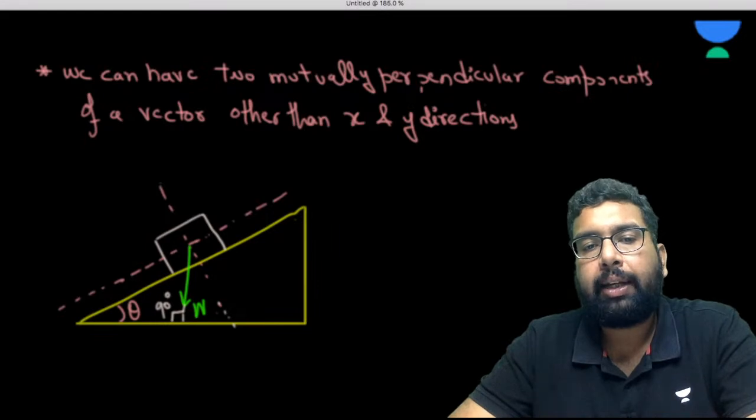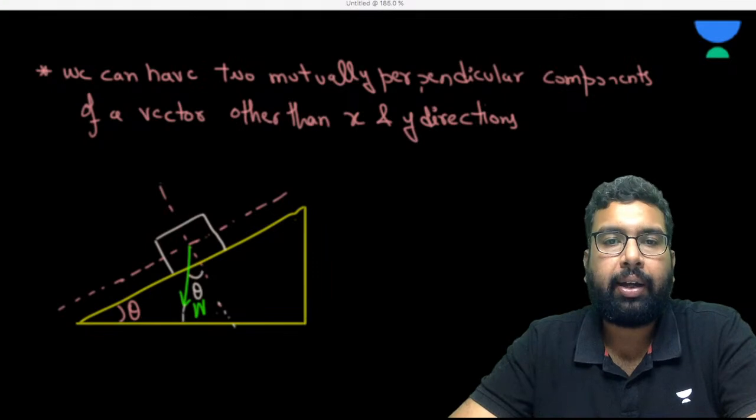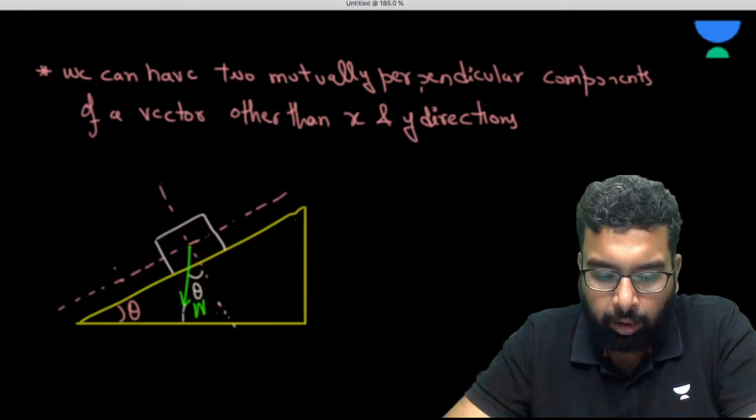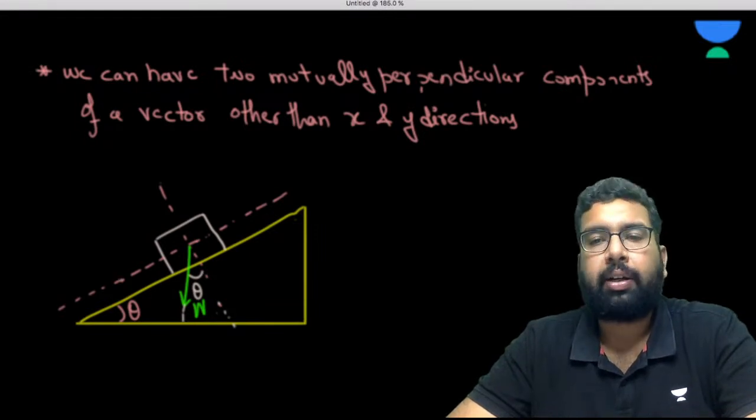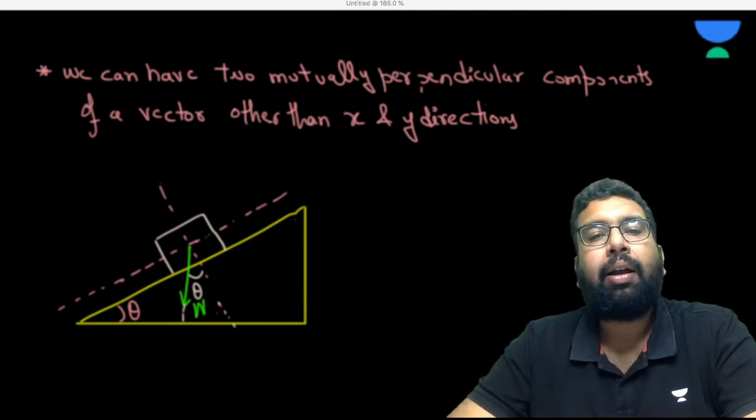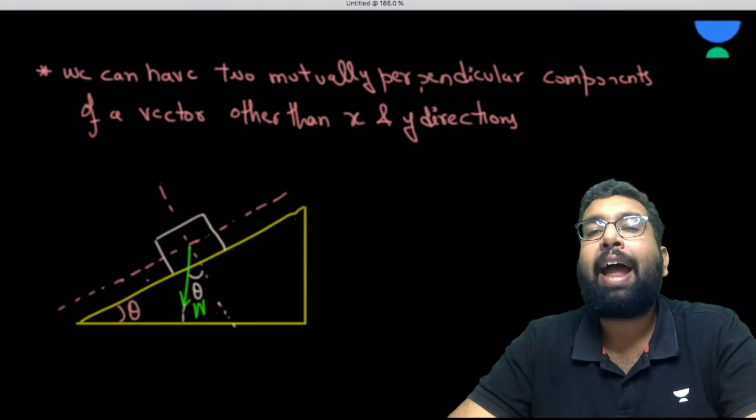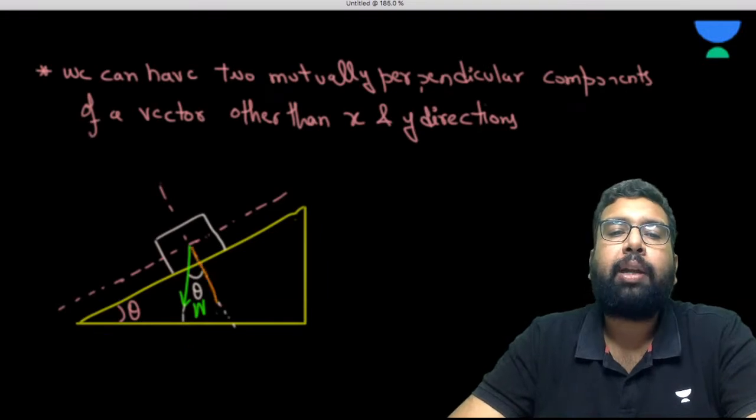Now this is 90, this is theta, so this is 90 minus theta, so obviously this is going to be theta. The important point here is that whenever you want to resolve any vector, all you have to know is the angle between the axes to which you want to resolve that vector. So if this is theta, obviously this will become W cos theta.